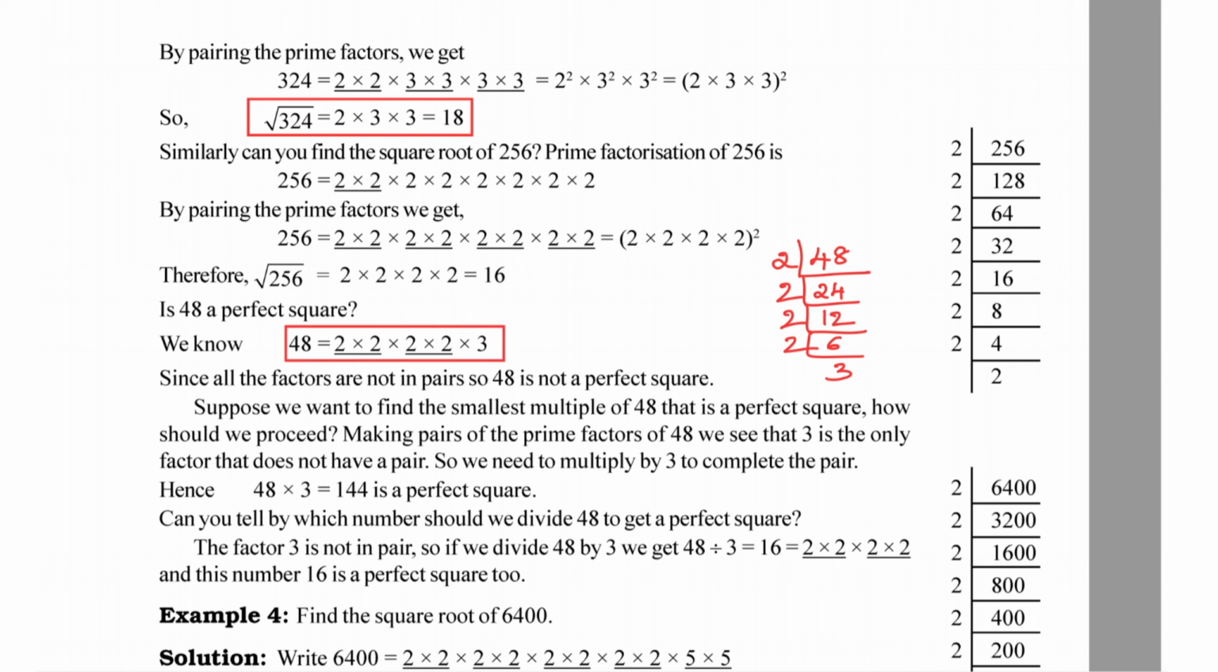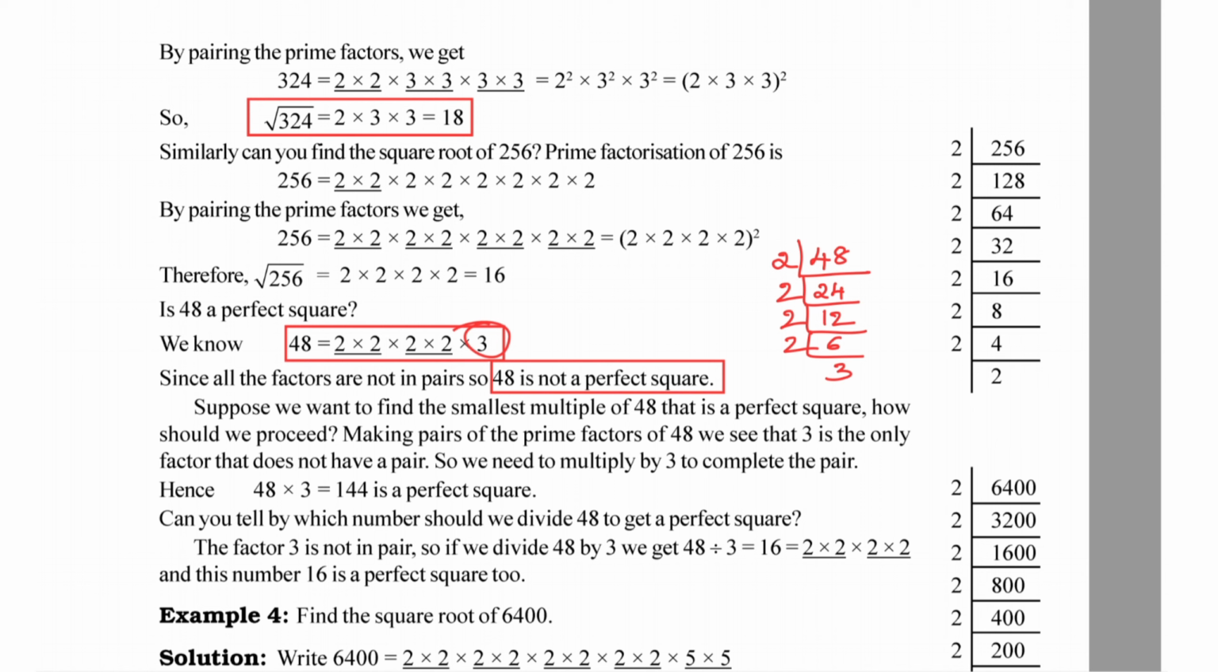So now here you can see that all the factors are not in pairs. We have 2 in pairs, 2 in pairs, but this 3 is not in pair. So we can tell that 48 is not a perfect square. When we can pair the factors into perfect pairs, we can tell that the given number is a perfect square. If we cannot make factors in pairs, we tell that the given number is not a perfect square.